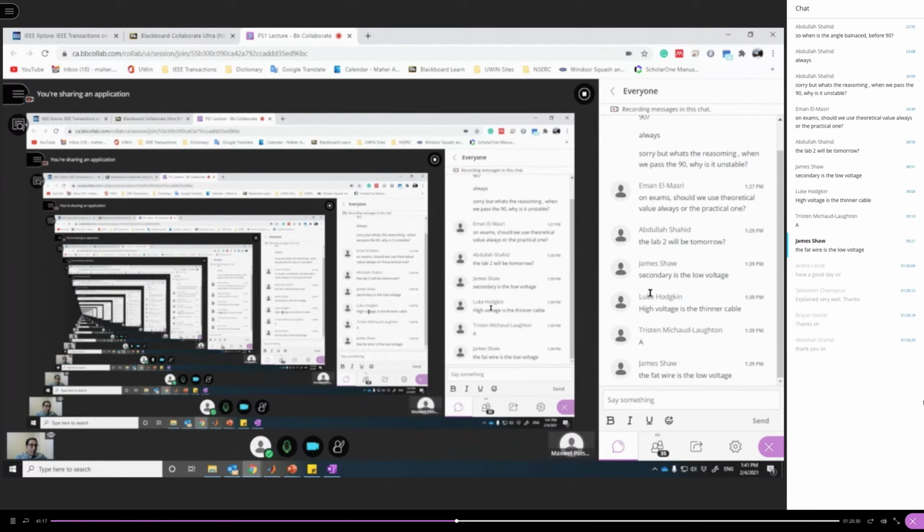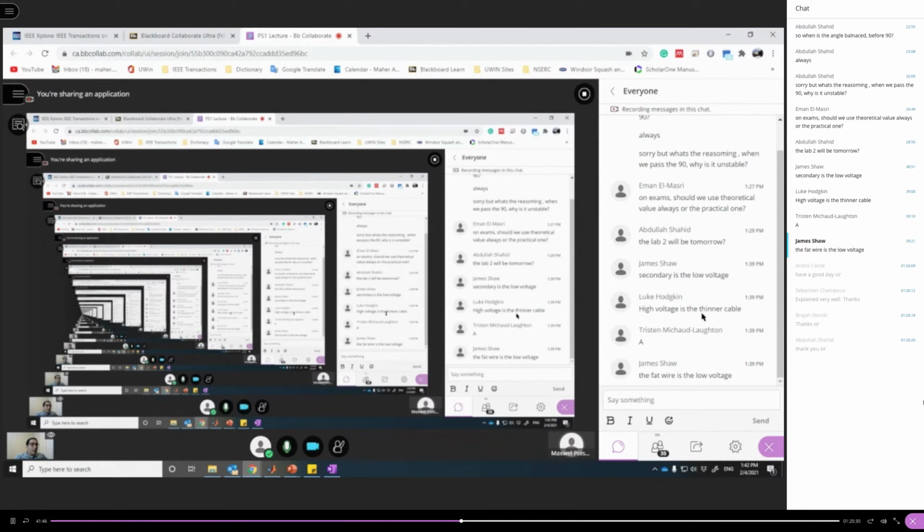So the answer, the secondary is the low voltage. Secondary and primary, guys, doesn't mean that it is high or low voltage. The secondary and primary definitions are related to the source, where you connect the source. You always connect the source to the primary one. This primary winding could be the high voltage or the low voltage. It depends on where we place this transformer. But I think Luke answered the question correctly.